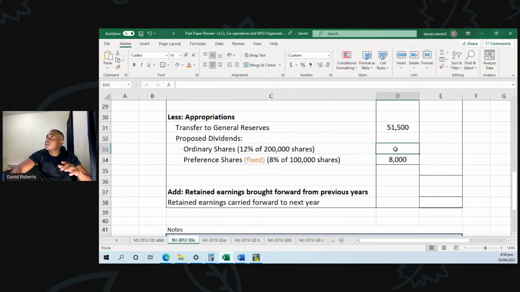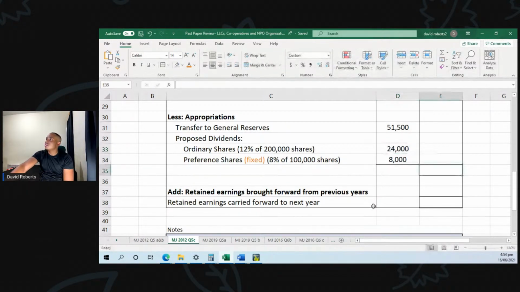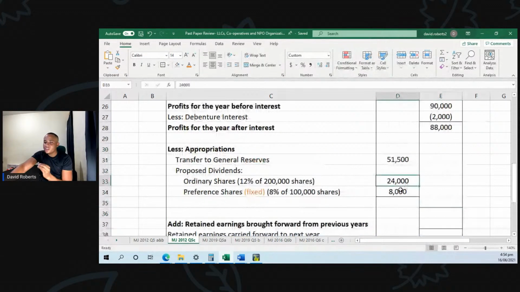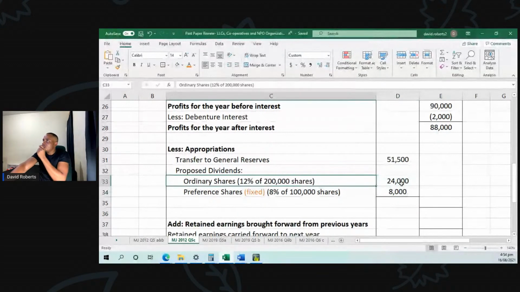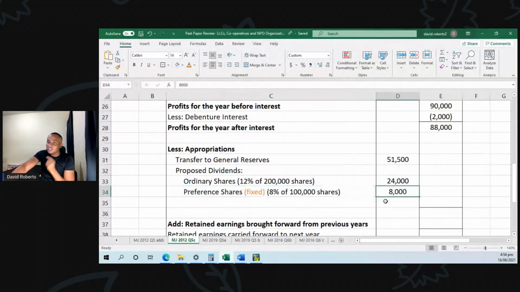Say yes in the chat once we understand how we got the 8,000, how we got the 24,000, as the proposed dividends. The dividends for ordinary shares is 12% of the total issued, 24,000. Preference shares 8% of 100,000 shares issued, and so that's 8,000.